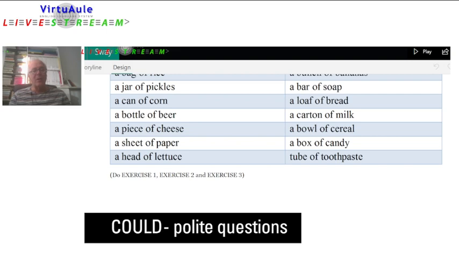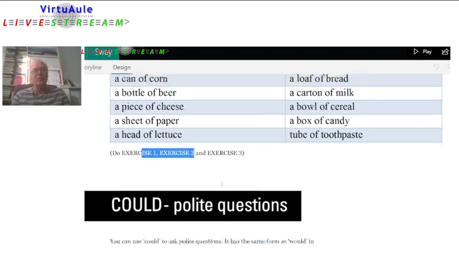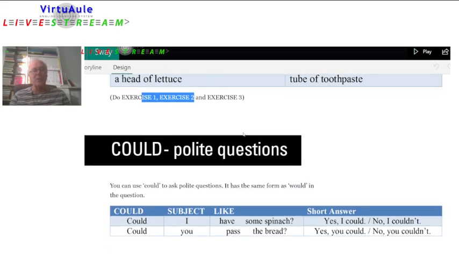Now, if you are in the Moodle access, if you have access to the self-study, you can do exercises 1 and 2 and also 3.